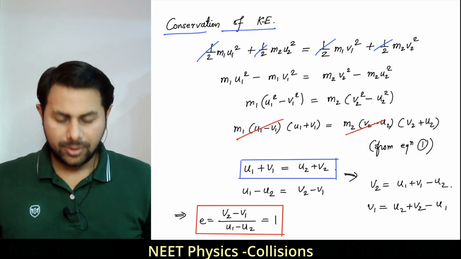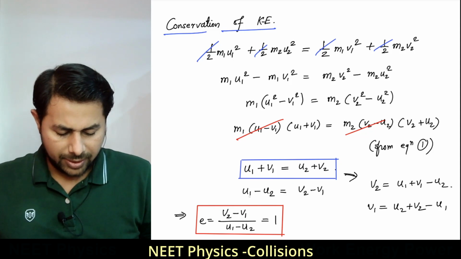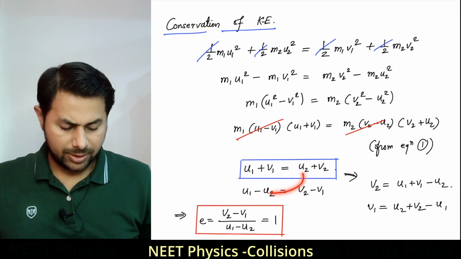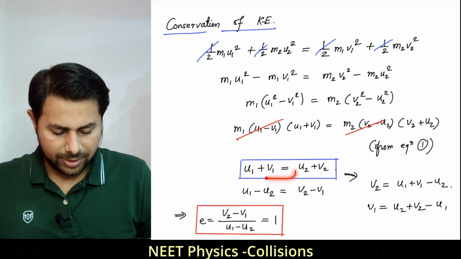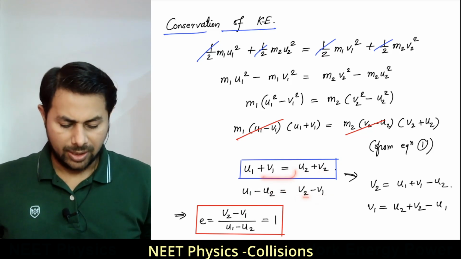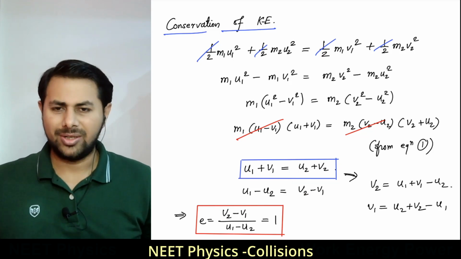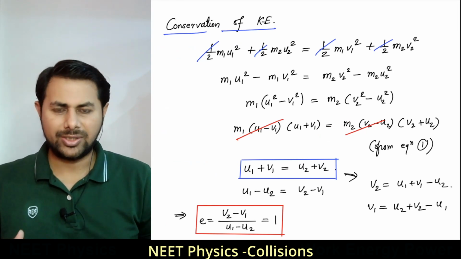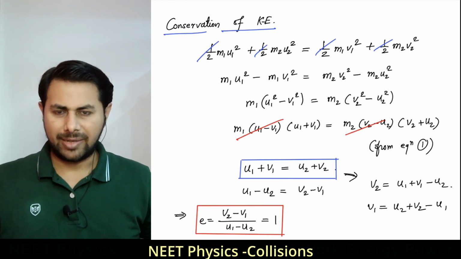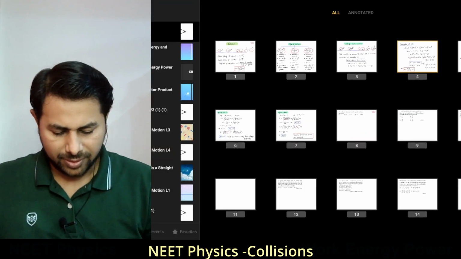So now you can write u1 minus u2 is equal to v2 minus v1. u1 minus u2 is equal to v2 minus v1. So now here comes the definition of the coefficient of restitution. What is that? Coefficient of restitution means velocity of separation over velocity of approach. So what is velocity of approach?